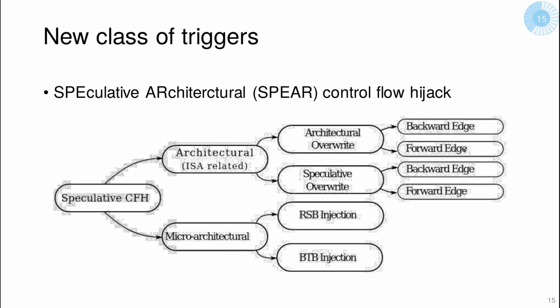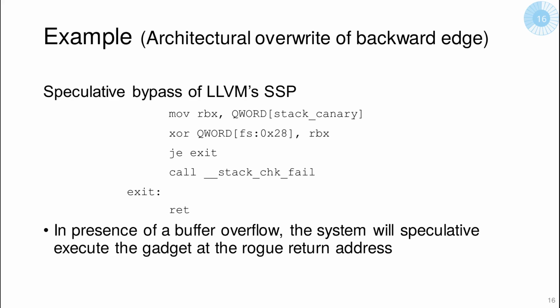The new class of triggers that we present instead leverages overwrites of metadata that influences the control flow at an architectural level. I'm talking about metadata such as the return address that is saved on the stack for backward edges, or a function pointer for a forward edge. Such metadata can be overwritten both architecturally and speculatively, and this creates 4 variants that we describe. So let's look at some examples.